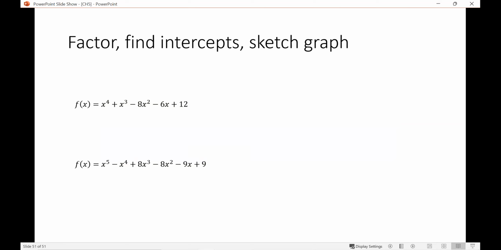So let's do just 2 examples here. We've got some pretty big polynomials, and we're going to find their intercepts, factor them, and sketch the graph.